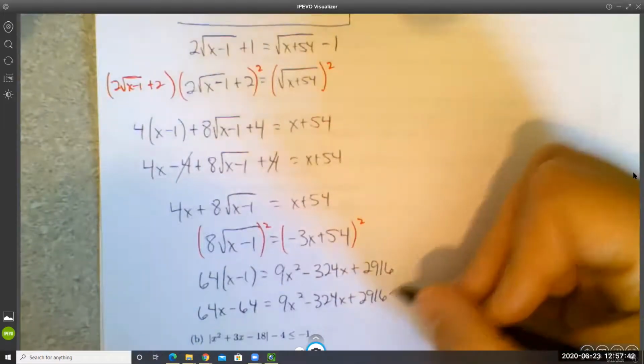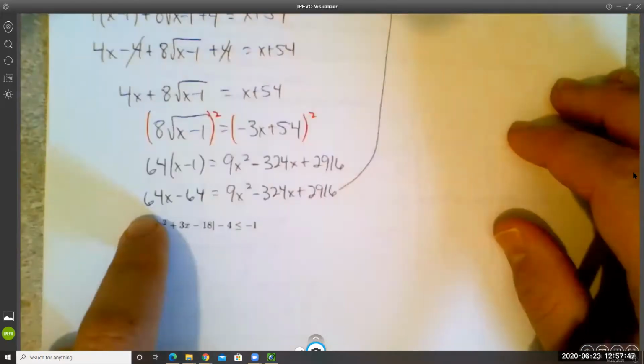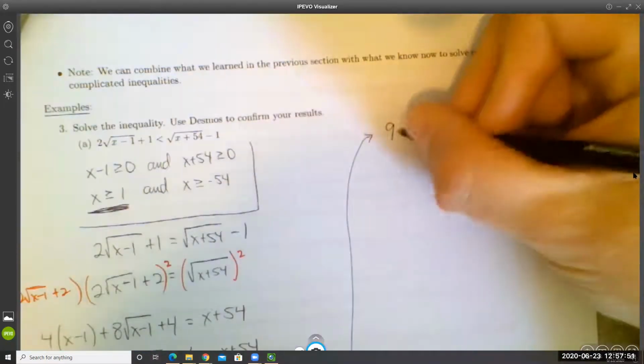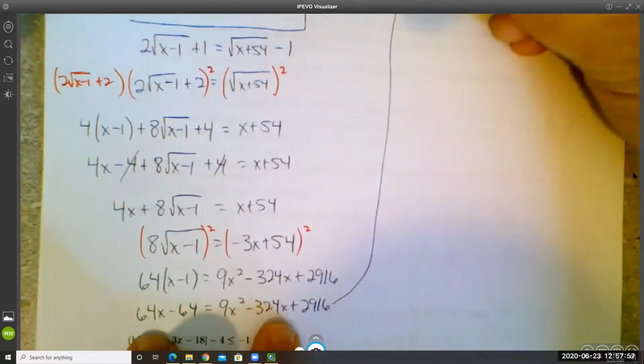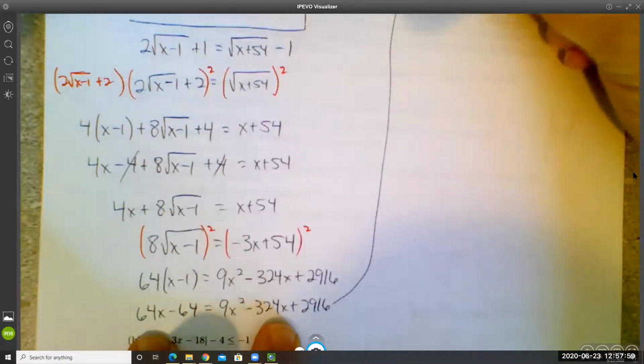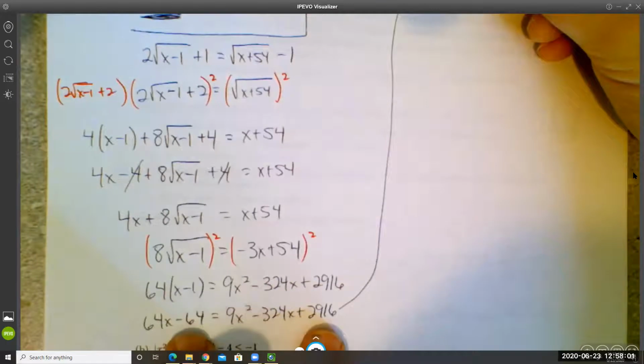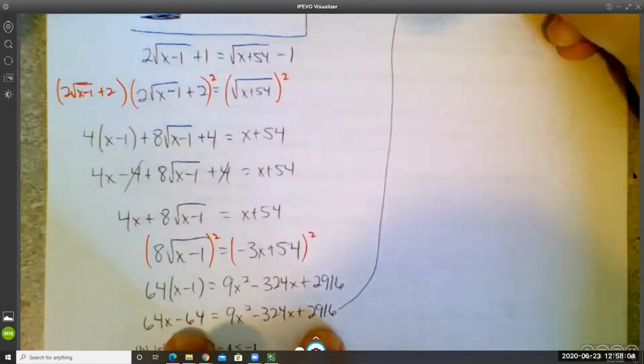Holy schmoly. I've got to move the 64x and the 64 over to the other side. So I'm going to get 9x squared, negative 324 minus 64, that's going to be negative 388x. And then 2916 plus 64, that's going to be 2980. Right? And this equals 0.